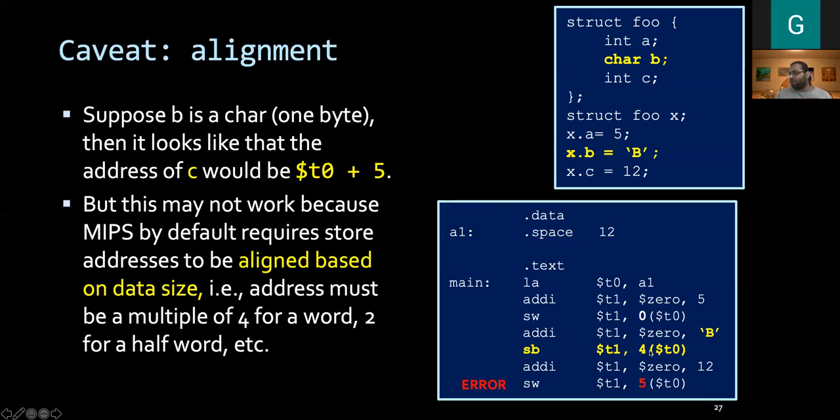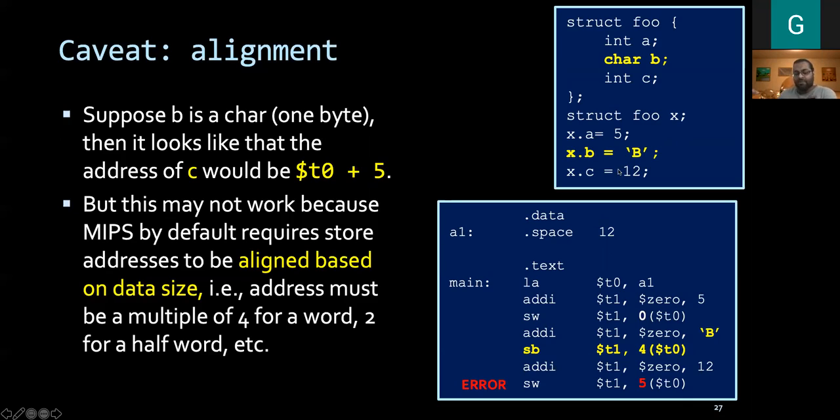Then at offset 4, I'm going to store in the value b. But since b only takes 1 byte, I'm going to store the next value at offset 5. That does not work. Because c is an integer, so that's a word, so that takes 4 bytes. The address of this must also be 4 byte aligned. So this will give you an error. This will not work because MIPS doesn't like that. So c would need to be stored at offset 8.